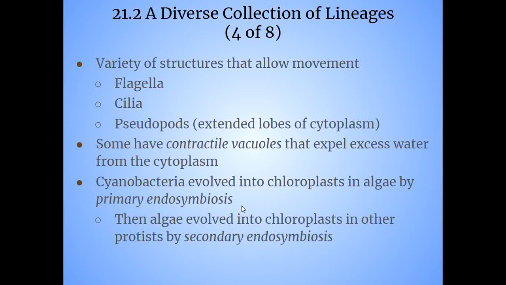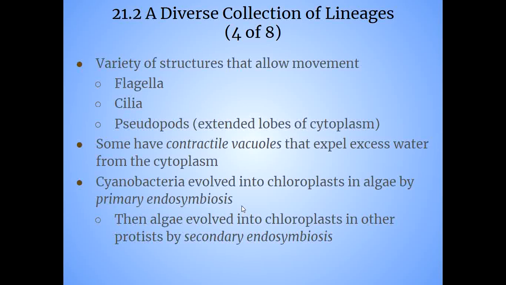Many protists have chloroplasts. So cyanobacteria evolved through primary endosymbiosis into chloroplasts in a common ancestor of red algae and green algae, and then later green algae and red algae evolved into chloroplasts in other protists by secondary endosymbiosis. And then some mobile photosynthetic protists have an eye spot, and this eye spot allows them to detect light, and then that allows them to move to that particular area.